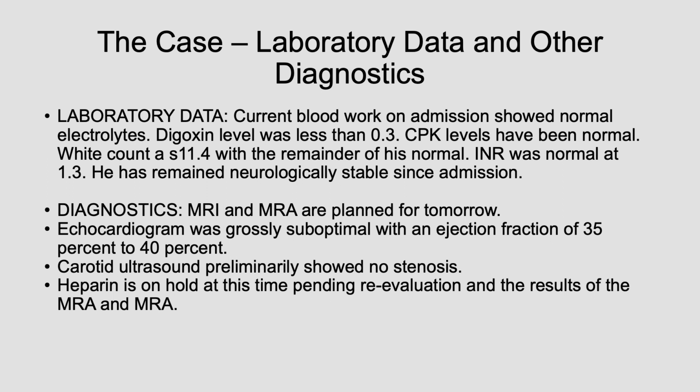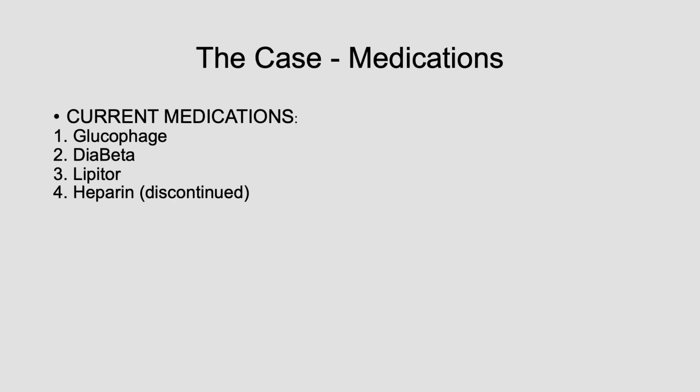Electrocardiogram was grossly suboptimal with an ejection fraction of 35% to 40%. Carotid ultrasound preliminary showed no stenosis. Heparin is on hold. Remember, he had a myocardial infarction previously. Heparin is on hold at this time pending reevaluation and the results of the MRI and the MRA. Okay, medications: Glucophage, Diabeta, Lipitor, heparin, which has been discontinued.